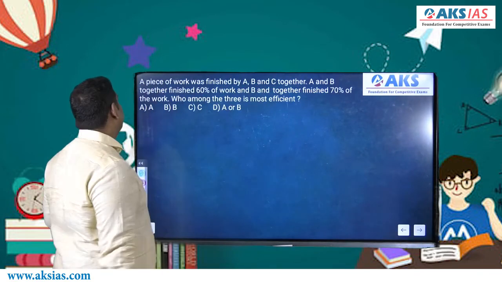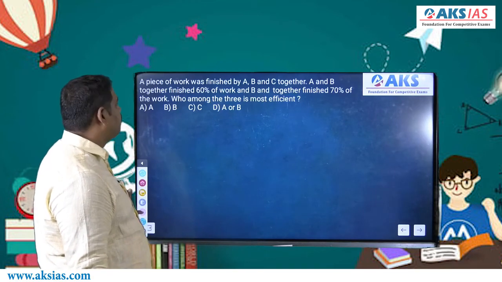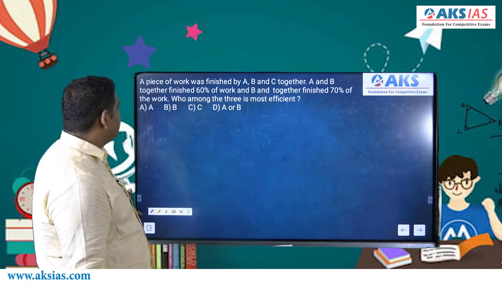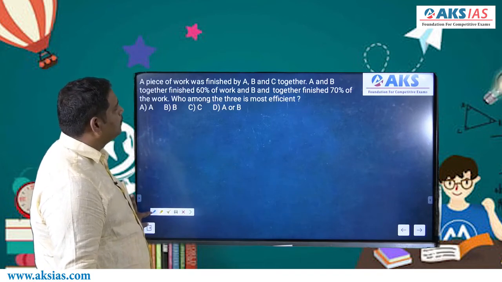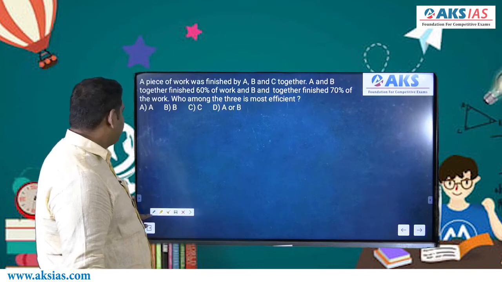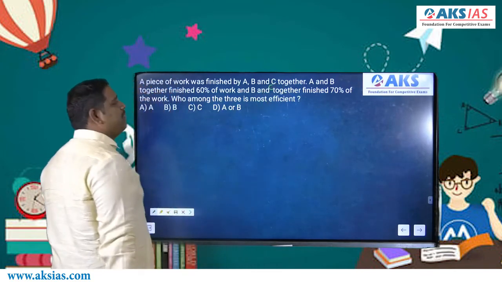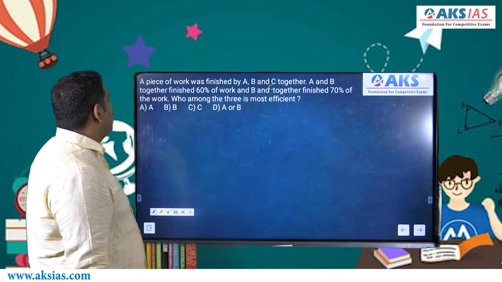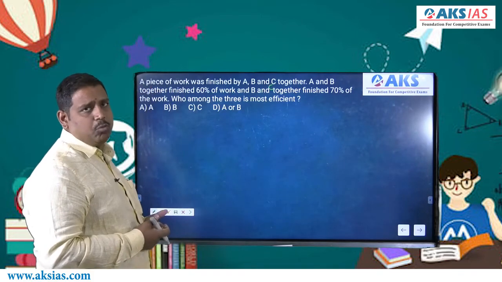What he gave? A piece of work was finished by A, B and C together. A and B together finished 60% of the work, and B and C together finished 70% of the work. Who among the three is most efficient?